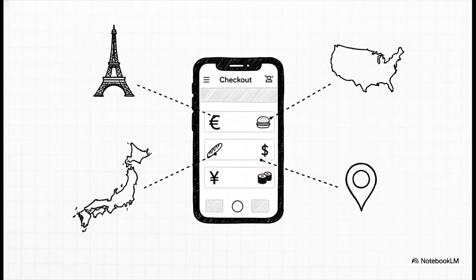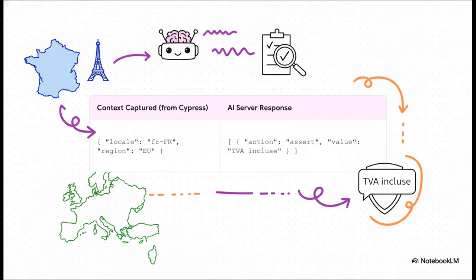All right, next up, e-commerce. You know the drill. A checkout page that's a total nightmare of different languages, currencies, and all that legal text, depending on where in the world you are. With MCP, the test just grabs the context. It sees the locale is French and the region is the EU. It sends that off, and the AI instantly knows, okay, this is France, we need to check for the correct French tax disclaimer. And it builds the right assertion right then and there. I mean, think about how many brittle, region-specific tests this one piece of dynamic logic replaces.